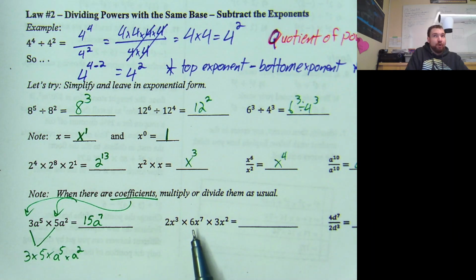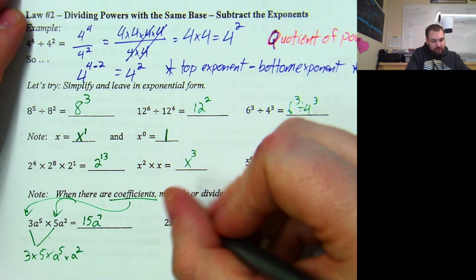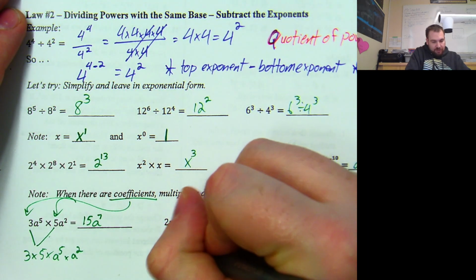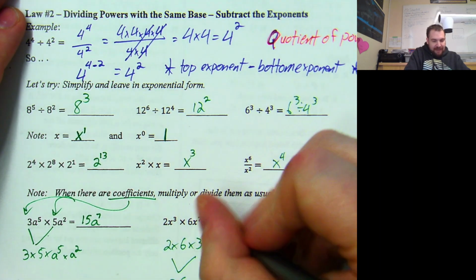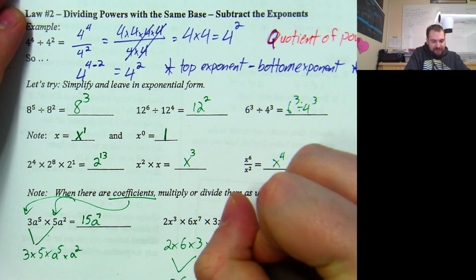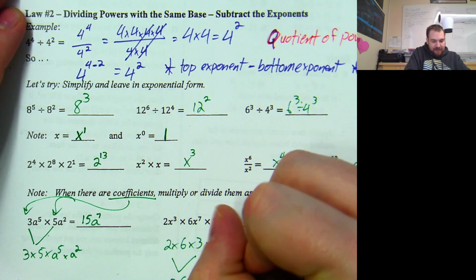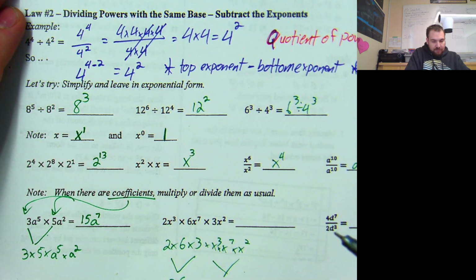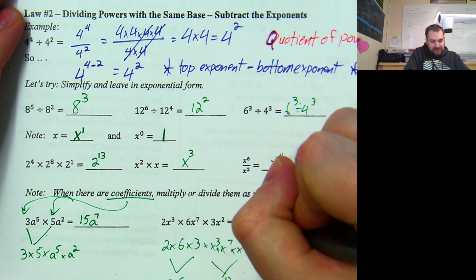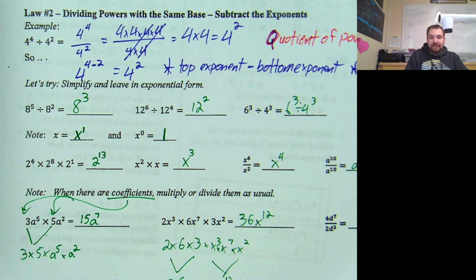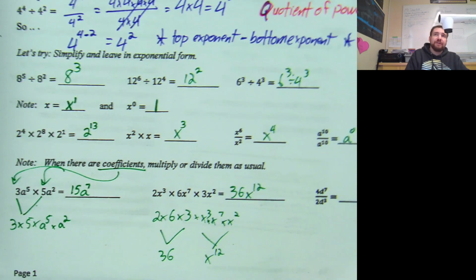This one is just a more complicated version of the same thing. What would I get for this beast here? How'd you get 36? 2 times 6 times 3. That's 36. And then x cubed, x to this times x to the 7 times x squared is going to give me x to the 12. So then this is just going to be 36 x to the 12. Cool, I love it.